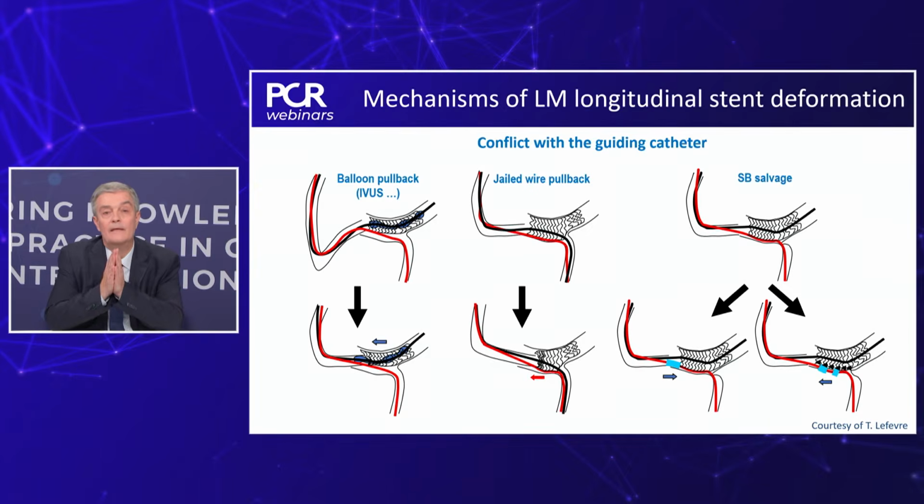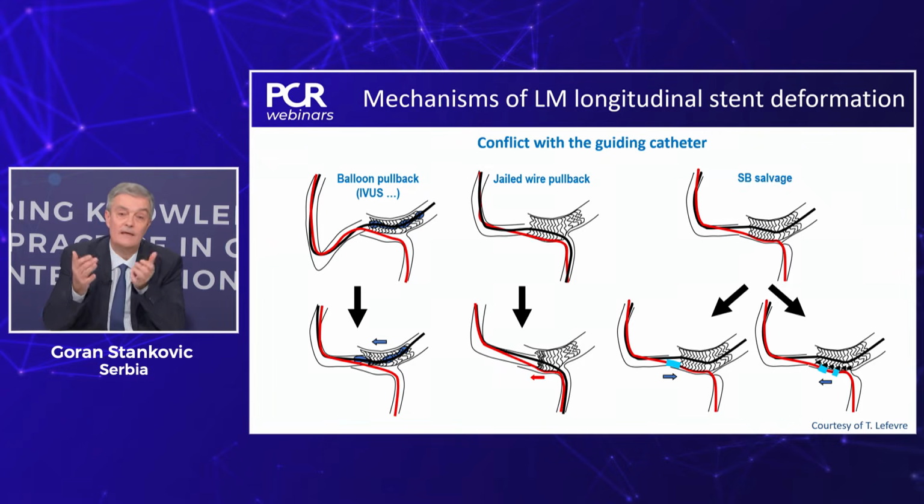Yeah, so if we go back to the slides, just to summarize the mechanism of longitudinal stent deformation. Be aware of the damage that you can make by having contact between the guiding catheter and the proximal edge of the stent, of course in case you stent from the ostium of the left main. Be aware that whenever you pull back a balloon or IVUS, especially while having a jailed wire on site, you have a higher risk that the guiding catheter will jump in and deform the proximal edge and create stent deformation.